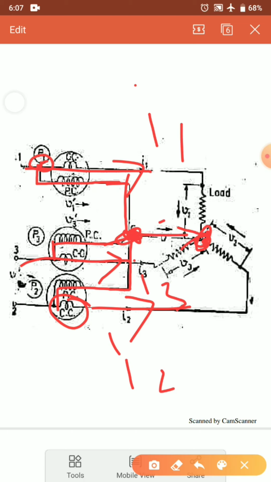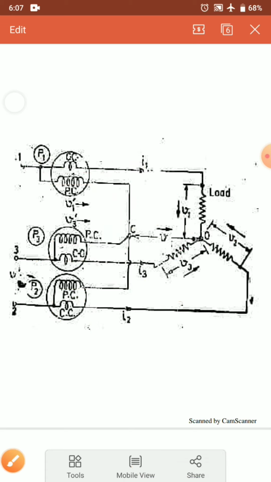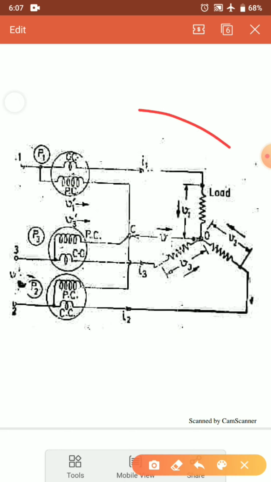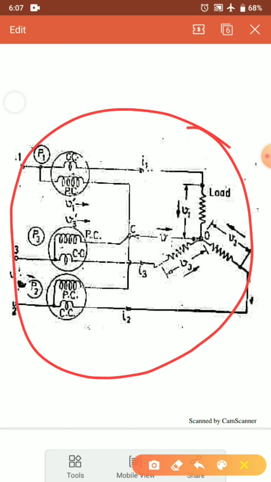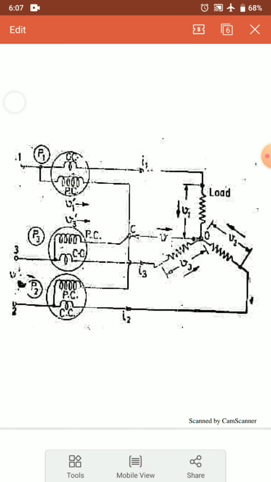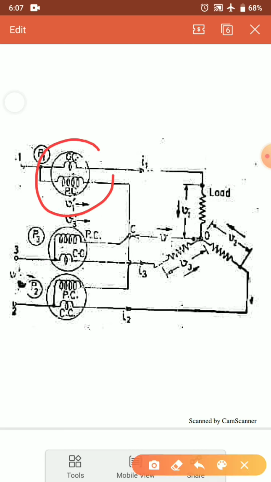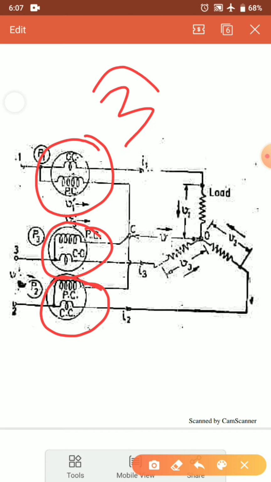Here we can see that a gap of V is there. For example, if this is 0, this will be somewhat V. The potential difference across this point is V. Sorry for the diagram, it was very small and has been stretched, so it is a little bit unclear. Here we can see the first wattmeter, second wattmeter, third wattmeter. If I have a 3 conductor system, then I have to use 3 wattmeters.